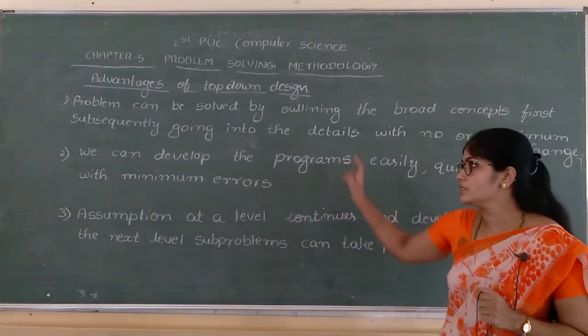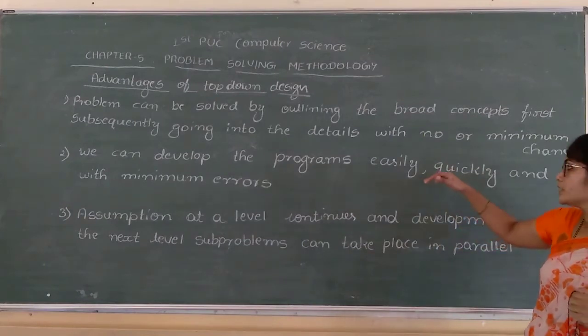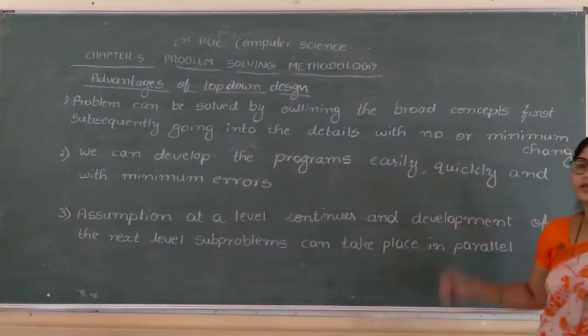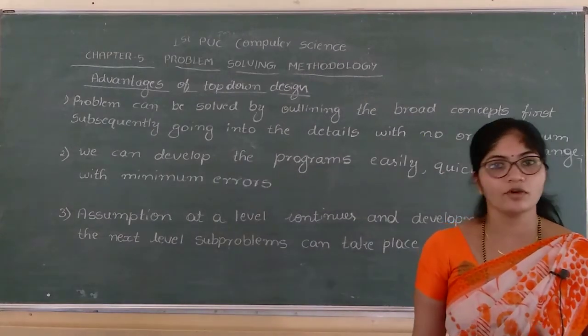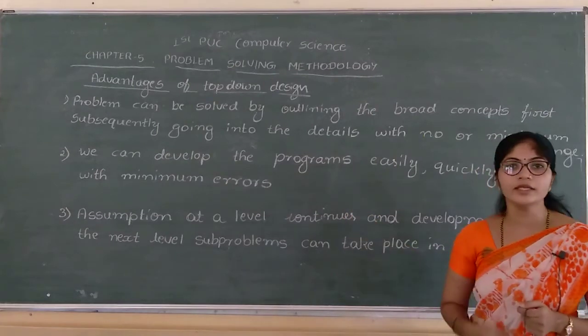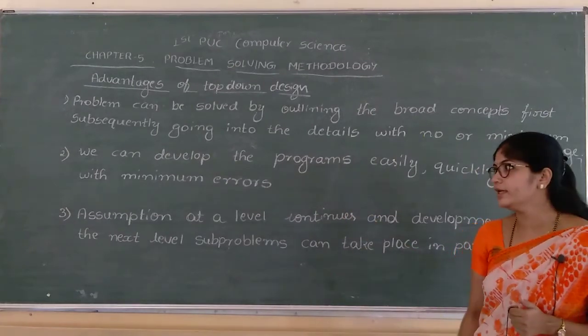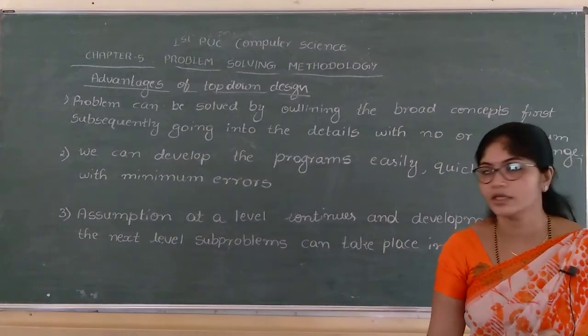That is the first advantage. Second advantage, we can develop the programs easily, quickly, and with minimum errors. Here program in the sense software, we can develop the software or we can develop the programs very easily, very quickly, and with the minimum error. Error is nothing but the mistake.